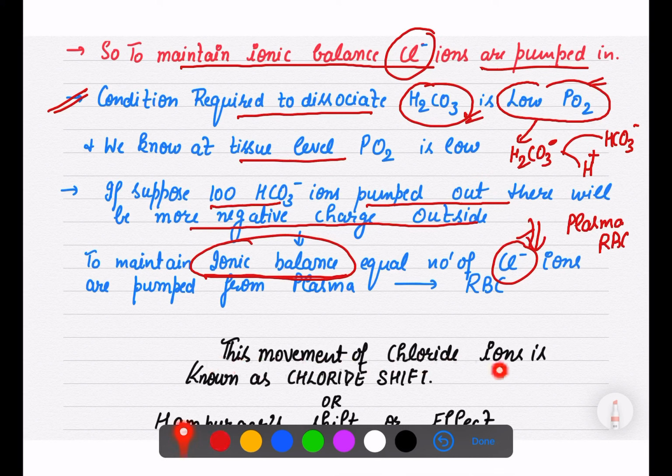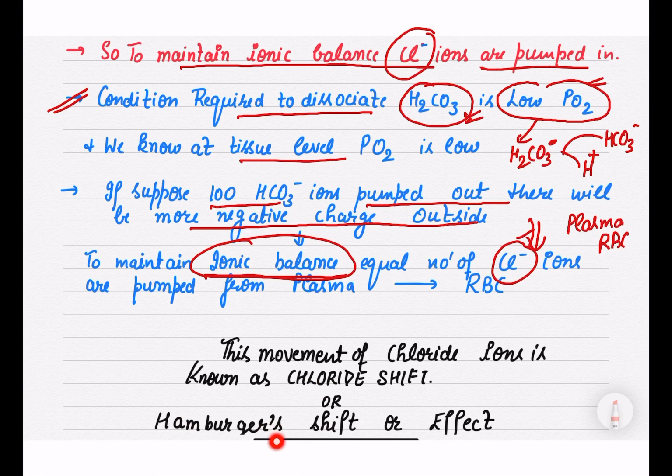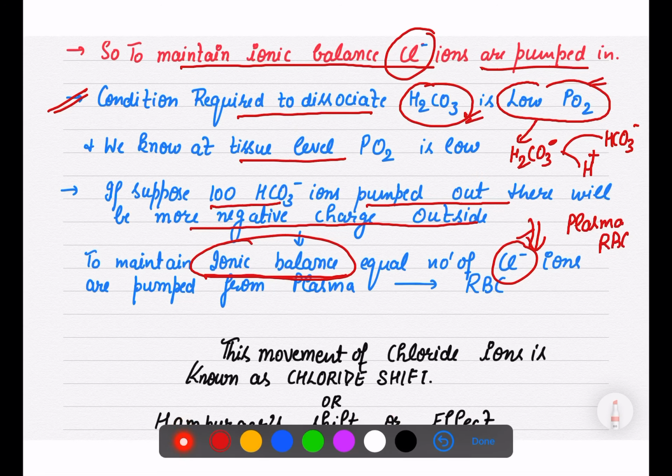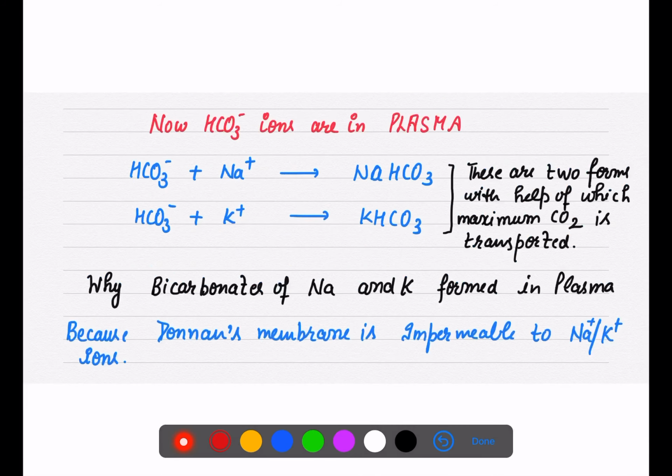This movement of chloride ions is known as chloride shift, because chloride ions are moving in. It is known as chloride shift or Hamburger's shift or effect, which is observed between RBC and plasma whenever there is an exchange of HCO3 negative and chloride. So now what do we have in plasma? In plasma, we have bicarbonate ions, now present outside in the plasma.